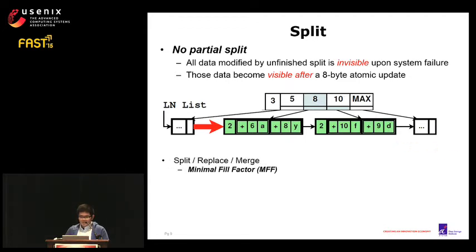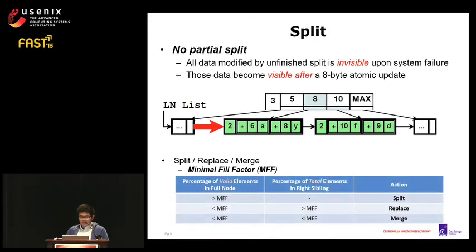Due to the existence of those leaf node elements with minus flags, a full leaf node may not have many valid leaf node elements, so the expensive split may be avoided. Compared to a traditional tree, NVTree has some additional operations like replace and merge to optimize the space utilization. Based on the minimum fill factor, one of the 3 operations may be executed. You can refer to our paper for more details about these 3 operations.